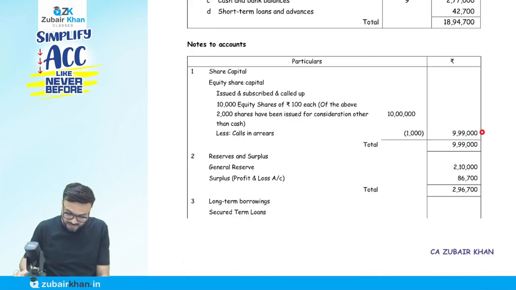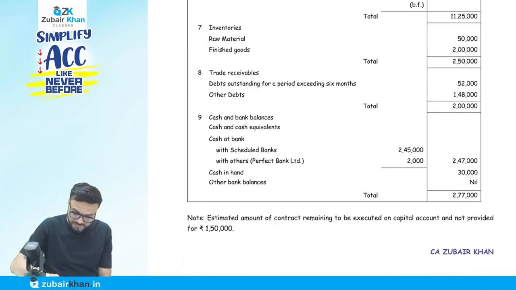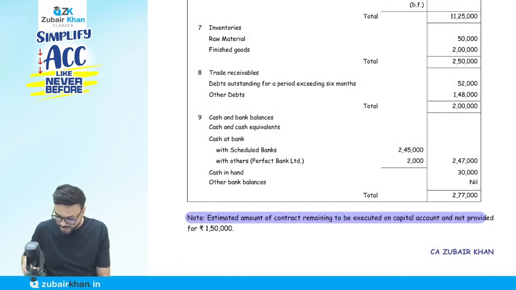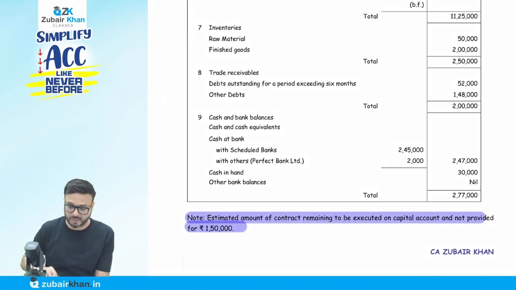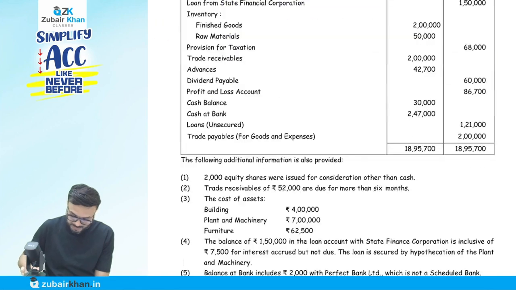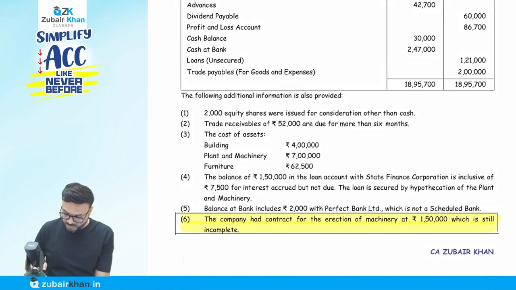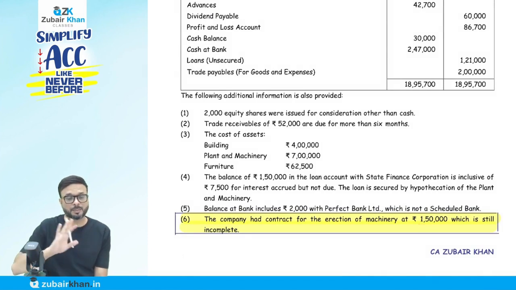You can see that they have to mention it somewhere. At the end, they have mentioned the estimated amount of contract remaining to be executed on capital account and not provided for, rupees 1,50,000. You can just copy paste the same sentence here also: that the company had a contract for the erection of machinery, rupees 1,50,000, which is still incomplete. Copy paste you can do.